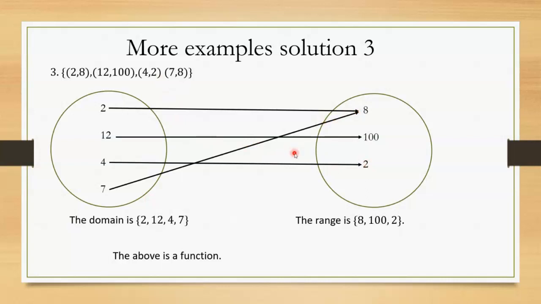But again, this is a function, right? And why is this a function? Because from each domain element, you only have one arrow coming out of it. That's what has to happen when you have a function. 2 only has output 8. 7 also has output 8, but that's okay. 12 has output 100. 4 has output 2. Think of it as a machine: for each input, you get one output when you think of it as a function.